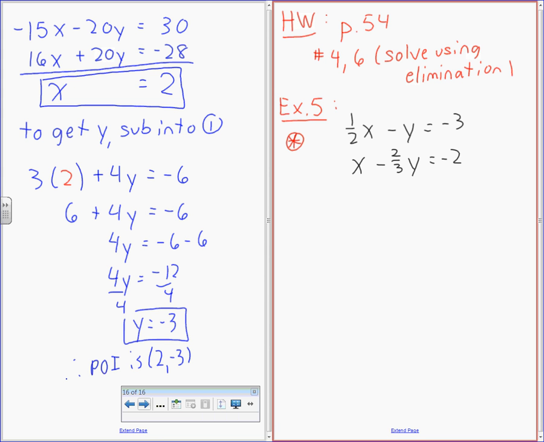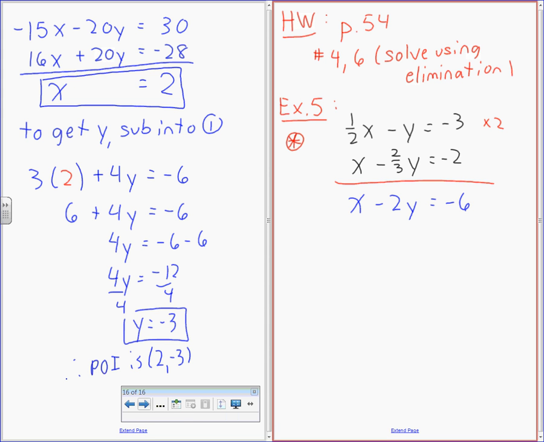Okay? I don't like fractions, so before I begin, what should I do to the first equation? Multiply the entire thing by 2 before I get anywhere. Okay? So I'm going to change the first equation to... this is just going to be x minus 2y is negative 6. Okay, so you see what I did? The first equation, the top left-hand side, 1/2 times 2 is just 1. Negative y times 2 is negative 2y, negative 3 times 2 is 6.